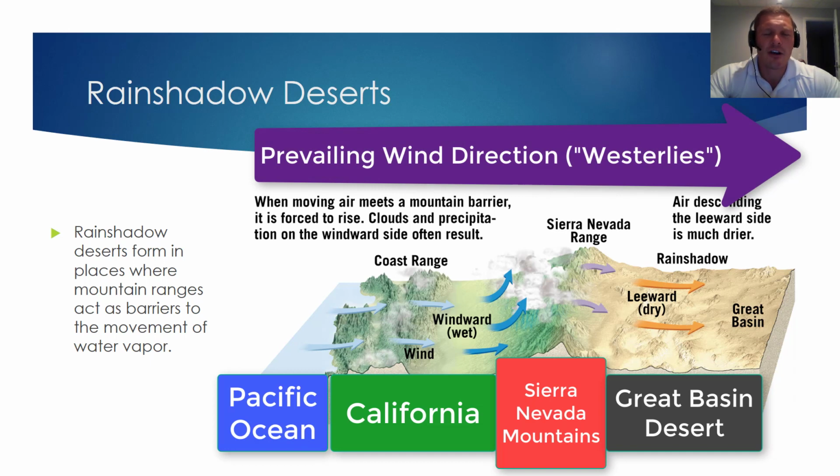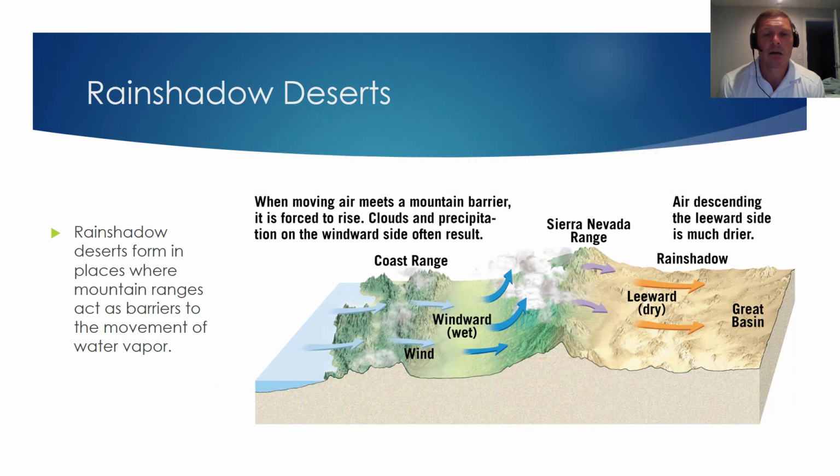However, that moisture has a very hard time getting to the Great Basin Desert because as the prevailing winds work their way up the Sierra Nevada mountains, the water vapor in that moist air will condense, and you'll tend to find a lot more rain on the windward side of this mountain range. The opposite side of the mountain range is known as the leeward side, and by the time the air works its way over the mountains, it tends to be very dry because a lot of the moisture had already fallen out as precipitation on the windward side. So our very own Great Basin Desert is a rainshadow desert.